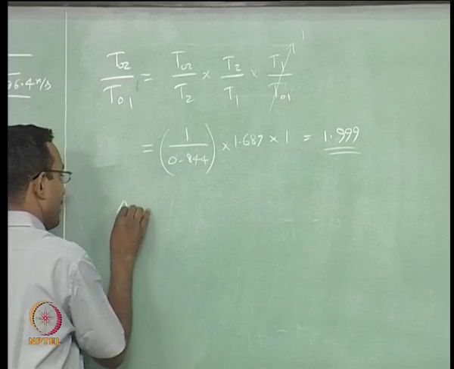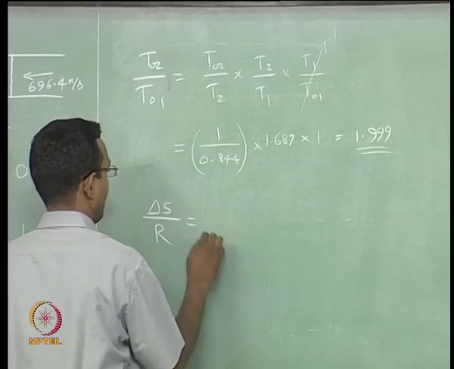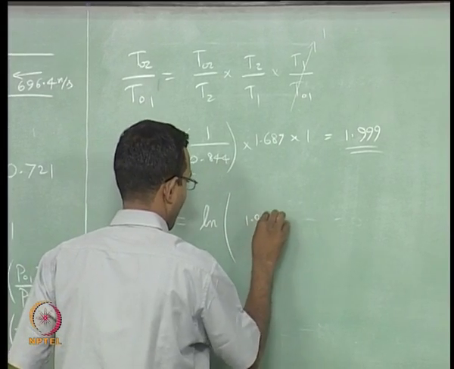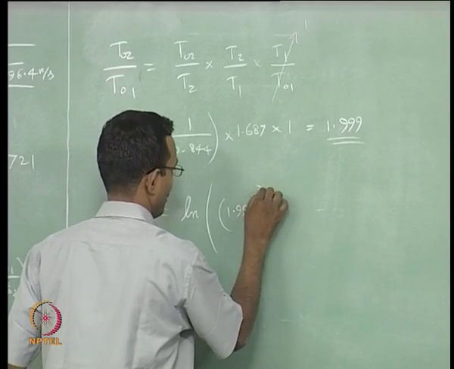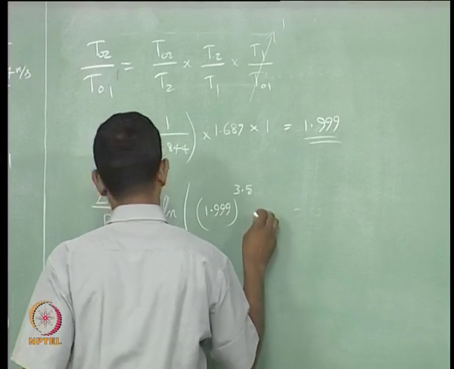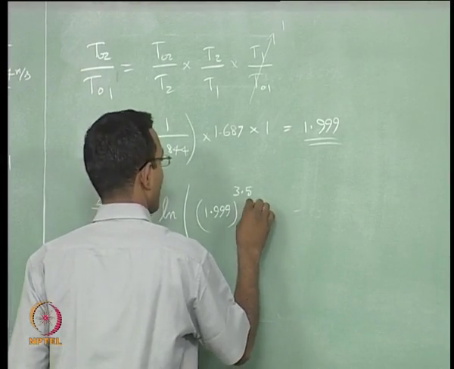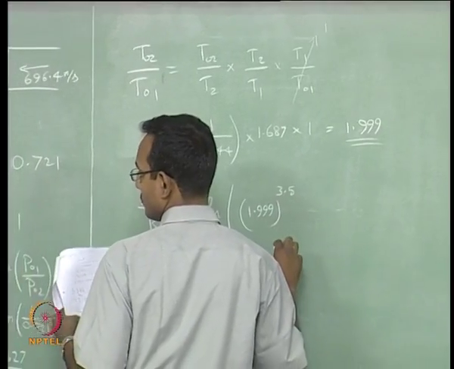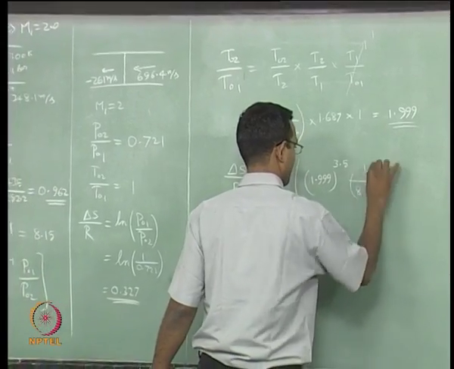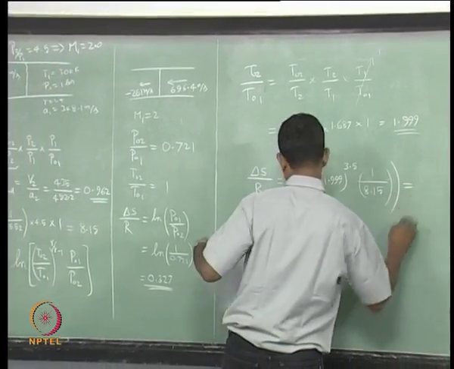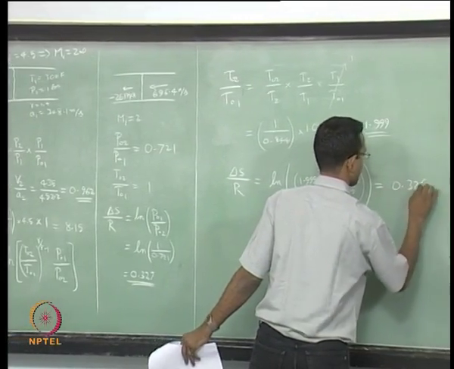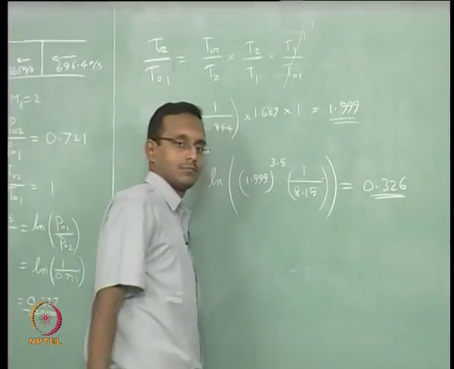So now my delta S by R comes out to be log of 1.999 to the power gamma by gamma minus 1, which we know is 3.5. If you do not know, you should know it. For gamma equal to 1.4, this is 3.5. Times P01 by P02, which is 1 by 8.15. This answer happens to be 0.326.